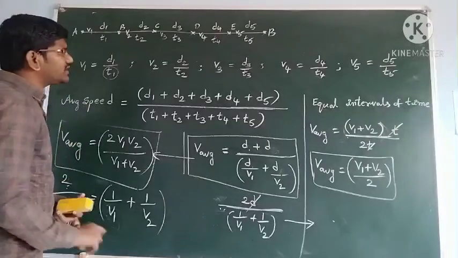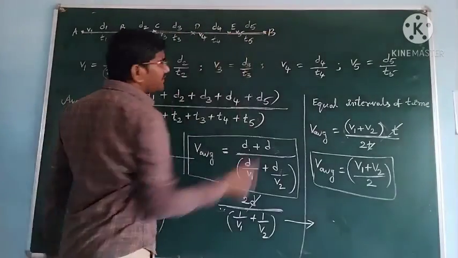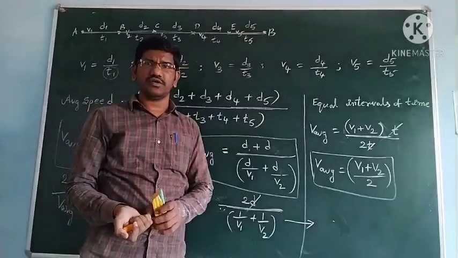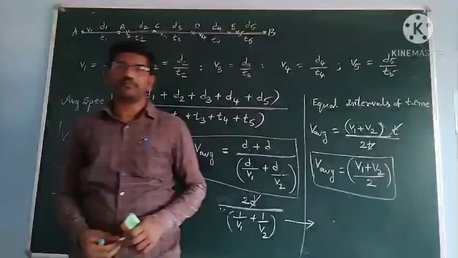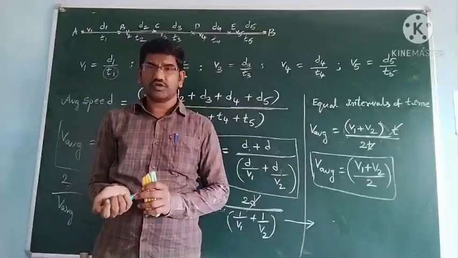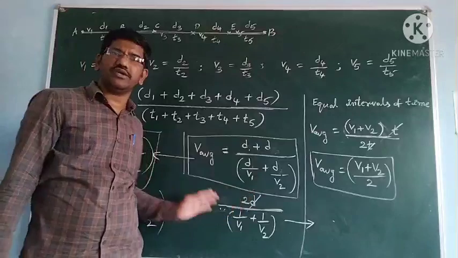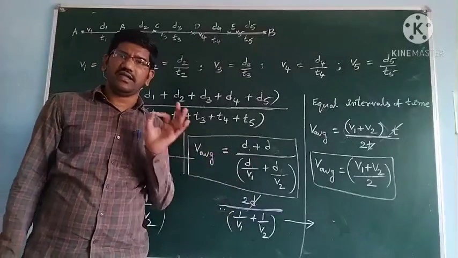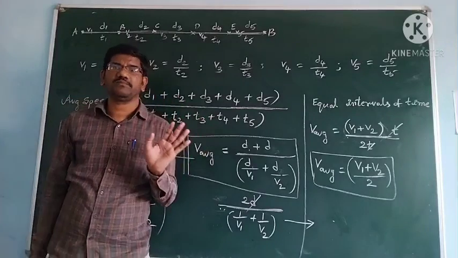Next, see students, it is a straight line. These are all distances in a specified direction. In a straight line motion, distance is nothing but displacement. So in straight line motion, distance and displacement are the same. That's why speed and velocity are the same. So all these formulas we can use for speed and we can use for velocity when they are moving in a straight line direction.